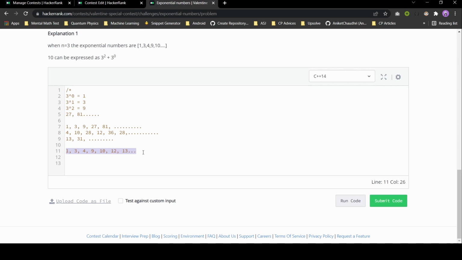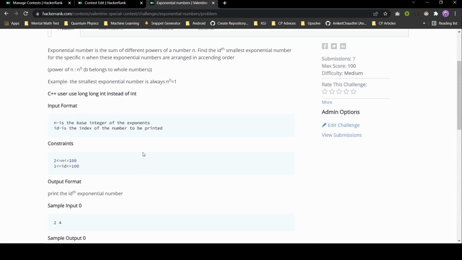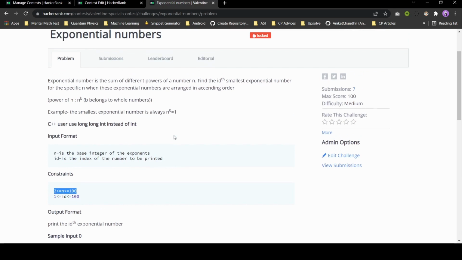So 2 power n. So let's consider what our n is. N can be at most 100. So 2 power 100, imagine it's a very large number, of the order of 10 power 30 or so. So obviously we can't do this many operations in 1 second, because in 1 second we can at most do 10 power 8 operations.